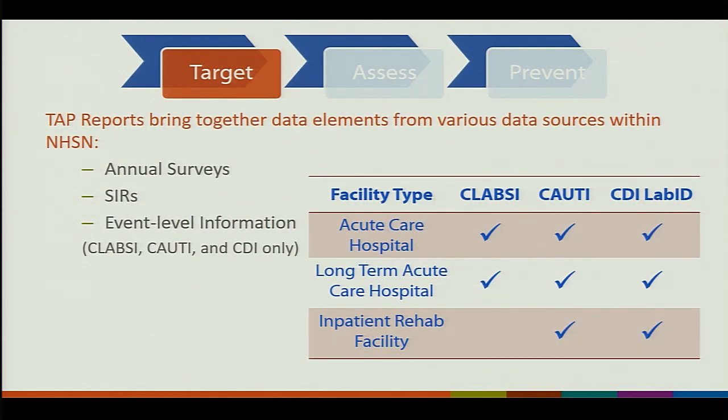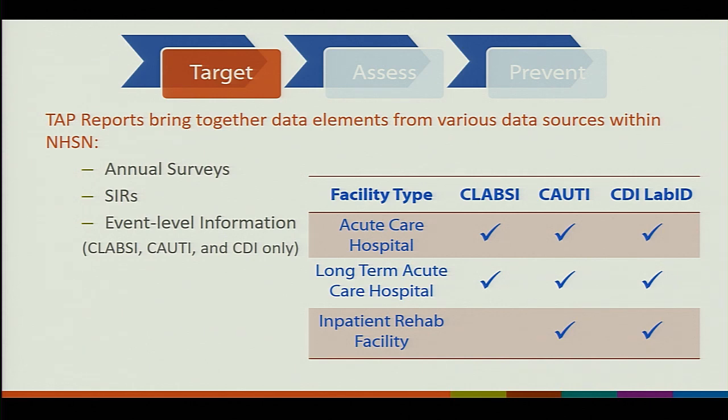So, what is involved in creating the TAP reports? As you already know, because we've talked so extensively about SIRs today, it's going to pull in the data from SIRs. It's going to use your annual surveys and the event level information for CLABSI, CAUTI, CDI, as well as MRSA. However, we don't quite have all the MRSA TAP strategy tools together yet, which is why I left it off of the slide, but they are coming.